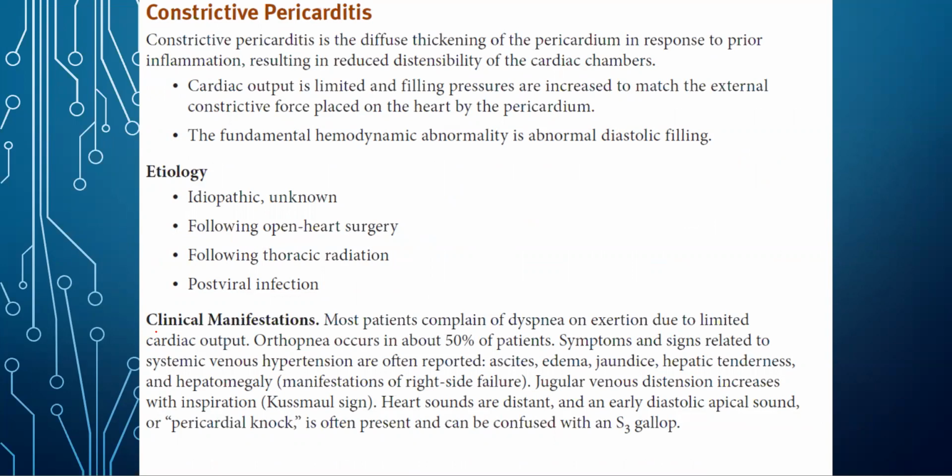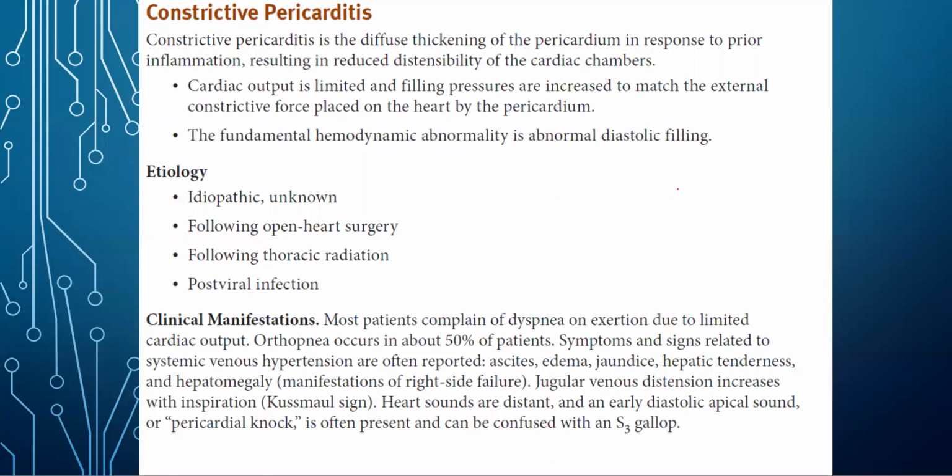Next, constrictive pericarditis. Constrictive pericarditis means the pericardium will get diffusely thickened in response to any previous inflammation. Now, if the pericardium is thickened, the heart will be unable to distend properly.